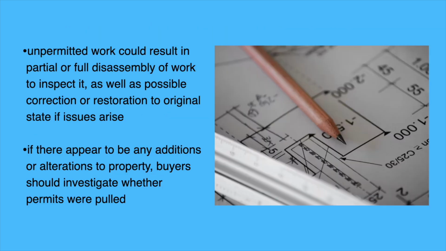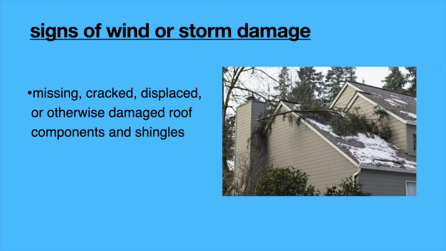Unpermitted work could result in partial or full disassembly of the work to inspect it, as well as possible correction or restoration to the original state if issues arise. If there appear to be any additions or alterations to the property, buyers should investigate whether permits were pulled.